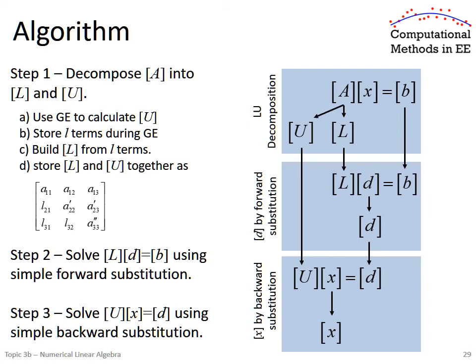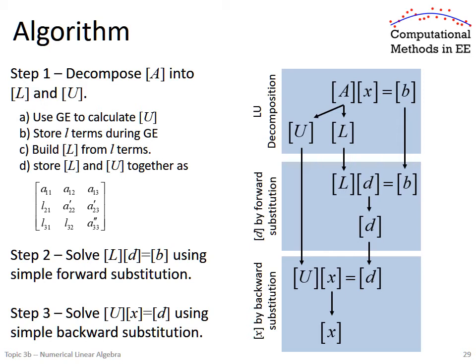So here is the LU decomposition algorithm. The first thing we do in step one is decompose A into L and U. And we use Gauss elimination to construct that upper triangular matrix. During those calculations, we're storing these L terms. And in fact, from there, we can build directly the lower triangular matrix just from those L terms.